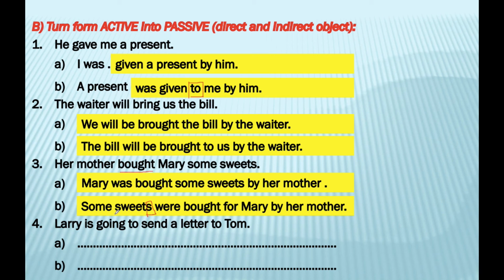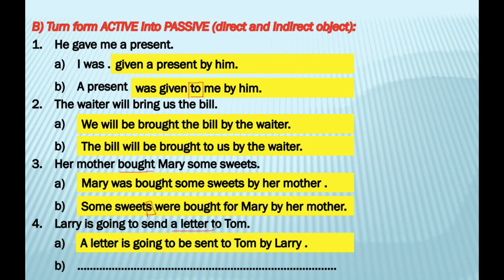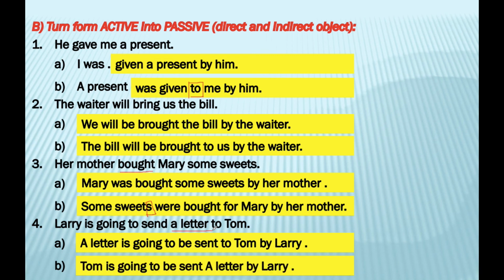Number 4, Laura is going to send a letter to Tom. So we have first one, it's a letter. We start, a letter is going to be sent to Tom by Laura. Second, Tom is going to be sent a letter by Laura.